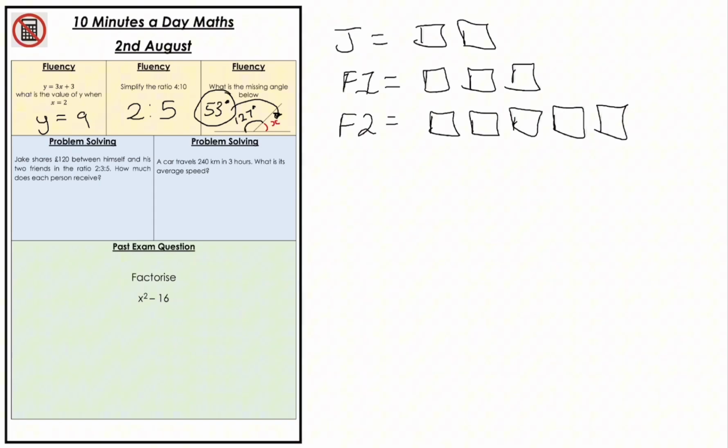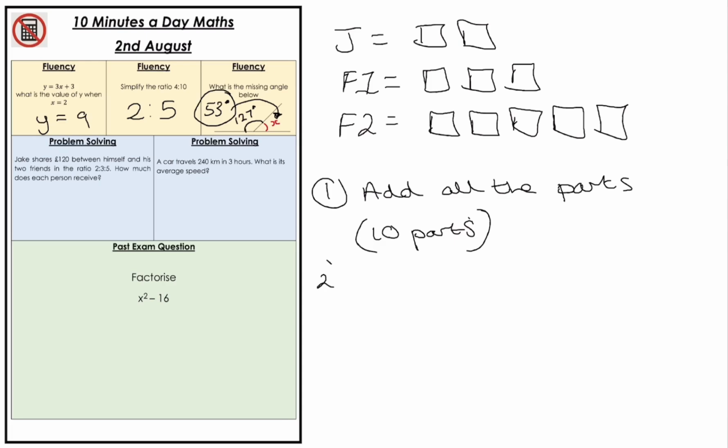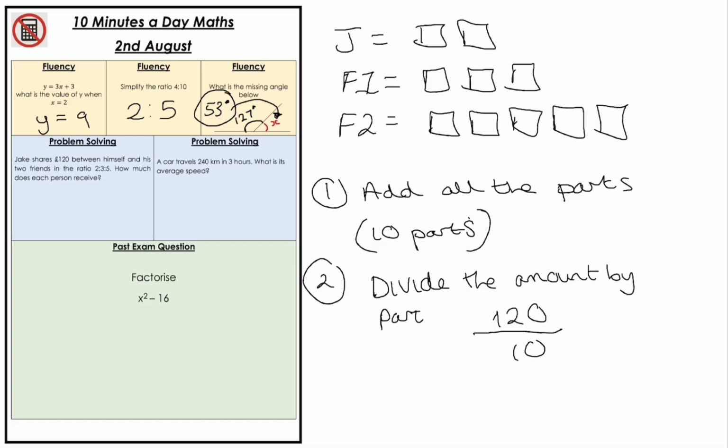Now, with ratio and sharing, step 1 is we need to add all the parts together. We can see there we've got 10 parts altogether. Then we're going to divide the amount by the parts. So that's £120 divided by 10. That gives you 12. And now we're going to put the 12 into each of these boxes.